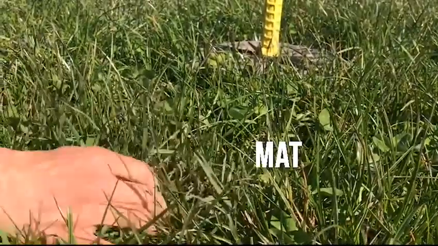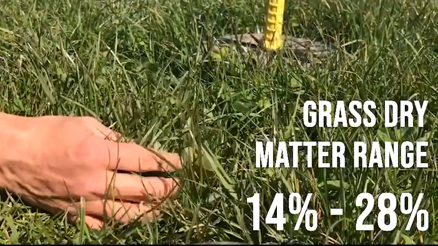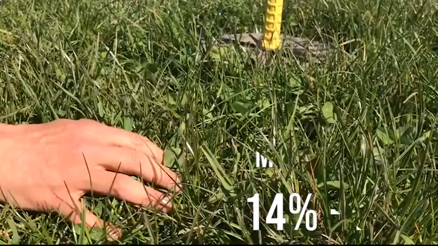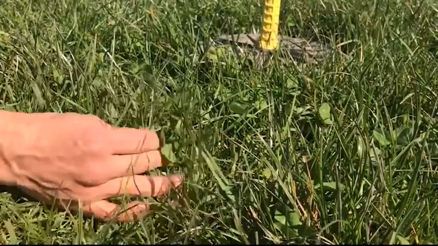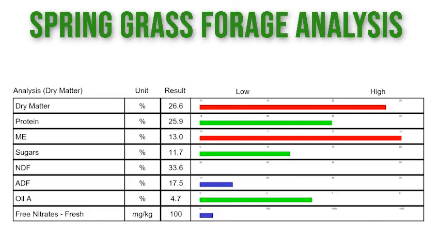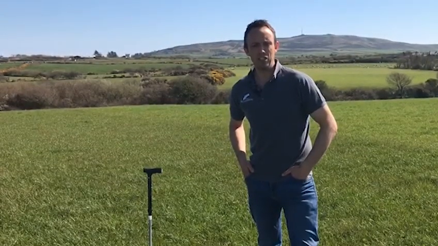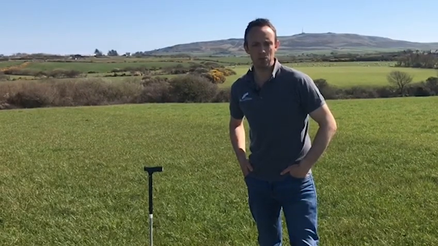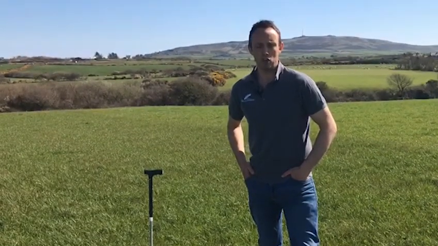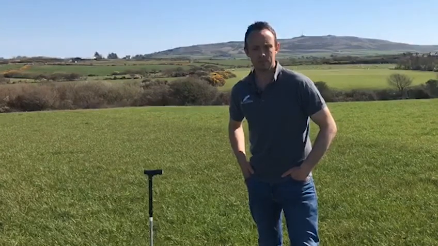Grass dry matter ranges between 14 and 28%, depending on the time of year and management. Spring grass like this will have a high dry matter percentage. Converting to dry matter allows us to manage feed allocation to livestock in the same way as we would be allocating kilograms of concentrate or silage.